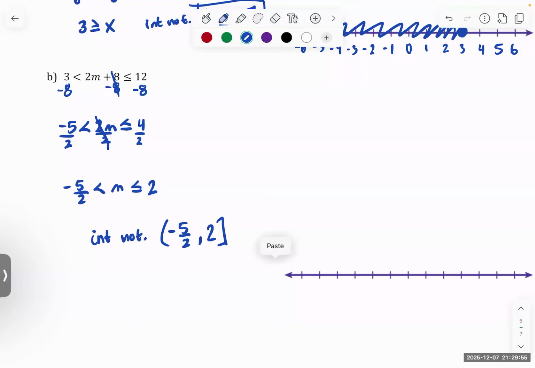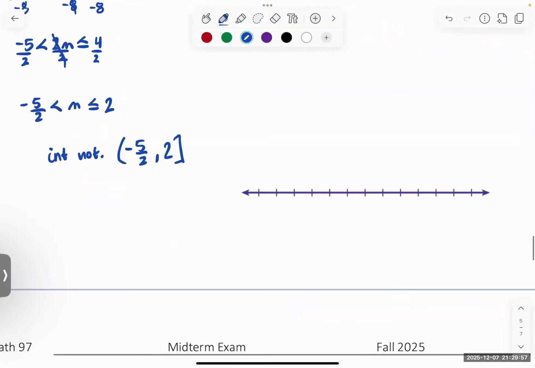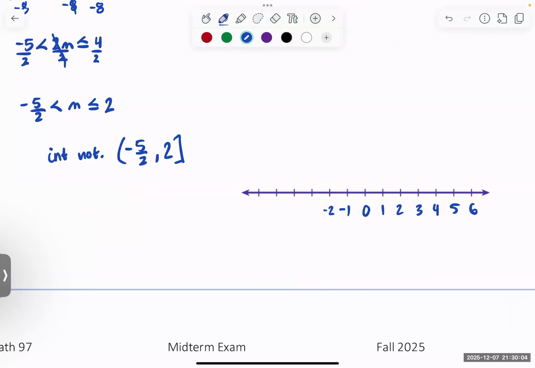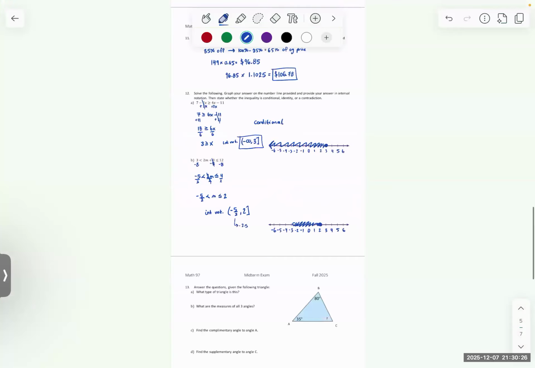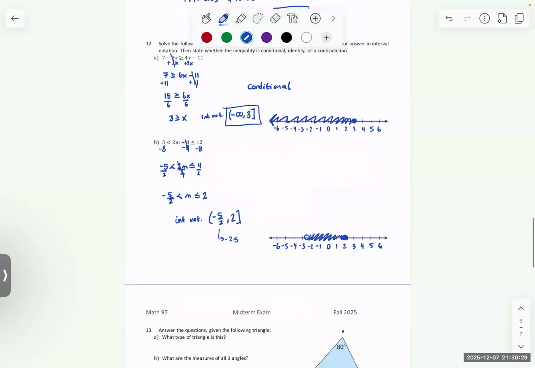And from here, we'll do 0, 1, 2, 3, 4, 5, 6, -1, -2, -3, -4, -5, -6, doesn't matter. And at -2.5, that's going to be here, an open circle, and at 2, a closed circle. And m represents all numbers in between these two. So that would be your final answer. This is also a conditional.